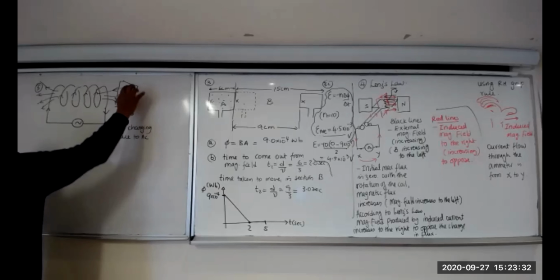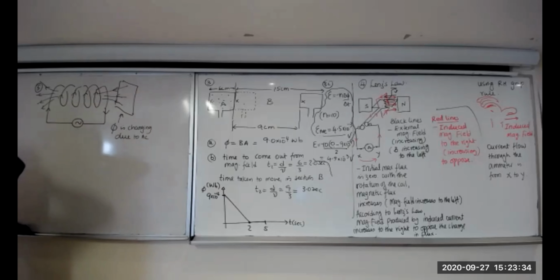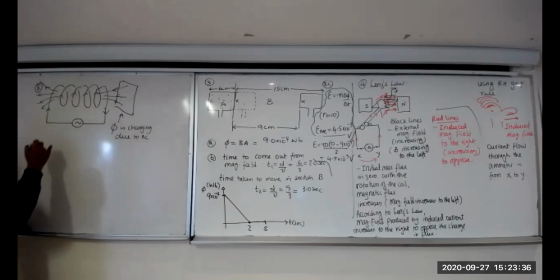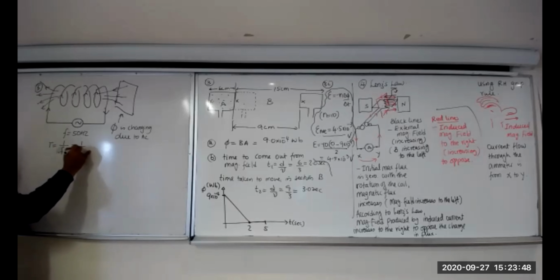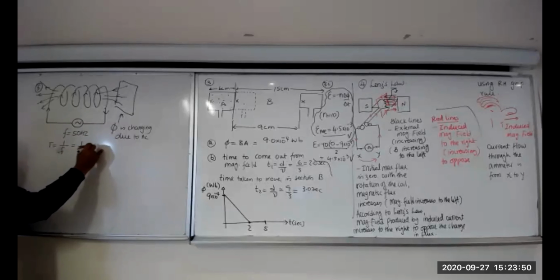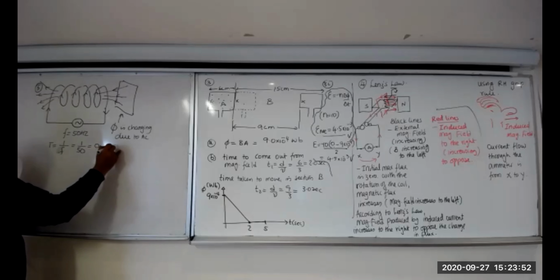So the induced current is happening in the coil. The frequency is 50 Hertz. The period is going to be 1 on 50, 1 on f. That's 20 milliseconds.